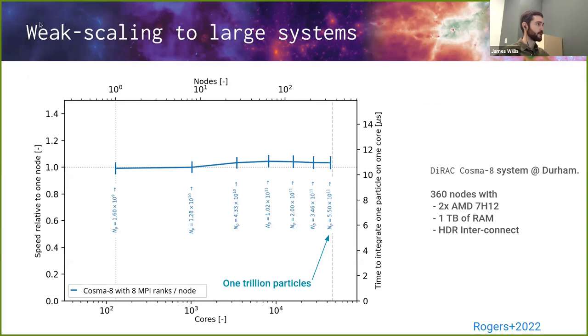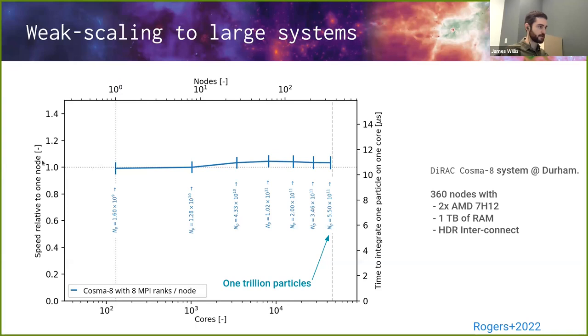So if you still don't believe me, we performed a weak scaling test on the Cosma Dirac system at Durham in the UK. This we did up to 360 nodes. So what we have here is the speed relative to one node. So we've done a weak scaling test. So all that does is we have a fixed number of particles here on one node. And then what we do is we scale the number of particles, the problem size, with the number of nodes. So we'll increase the number of nodes with the problem size. So we've gone from nearly 2 billion particles here up to 10 billion here, all the way up to a trillion particles running on 360 nodes.